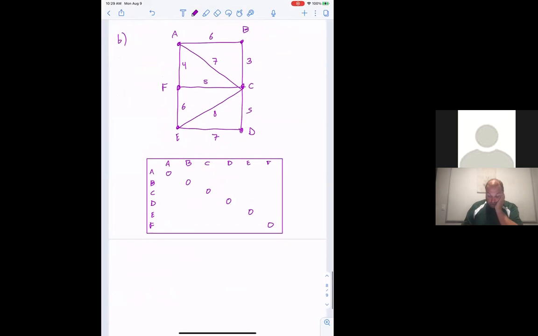Okay. A to B is clearly 6. And A to F, it doesn't have to go in order. A to F is clearly 4. A to C is clearly 7. Now A to E is clearly 10. And A to D is not clearly anything. Now we've got to look. A to D, I can go this way, that's 17. I can go this way, that's 12. Yeah, looks like 12. A to D, 12.